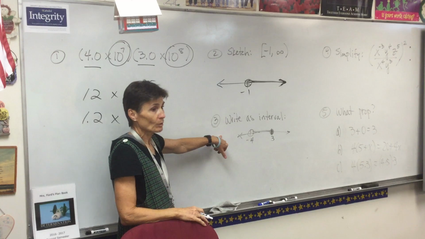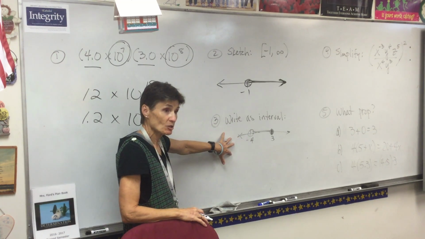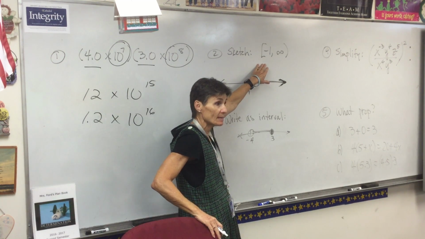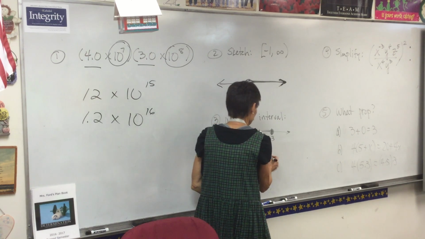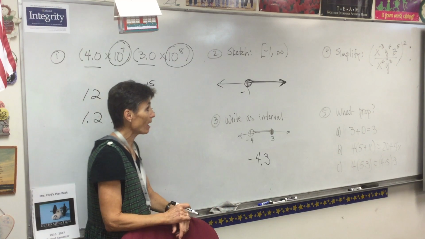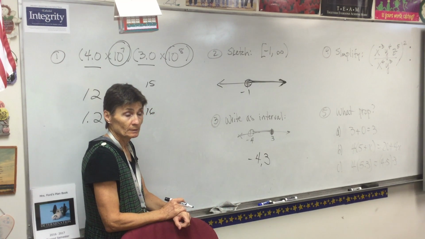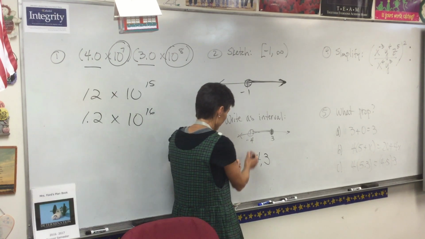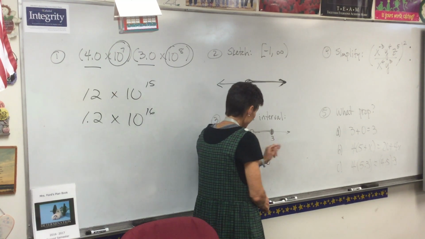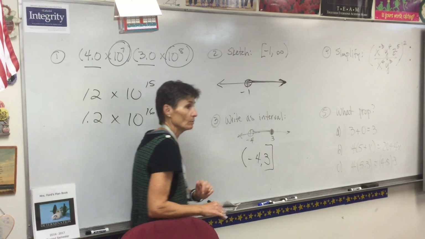Now, this is the backwards of that. I gave you the picture. Now you're going to give me the interval. So we've got 2 numbers this time. Make sure you separate them with a comma and put them in order. And then since that is an open circle, and since that is a closed circle, there we go.